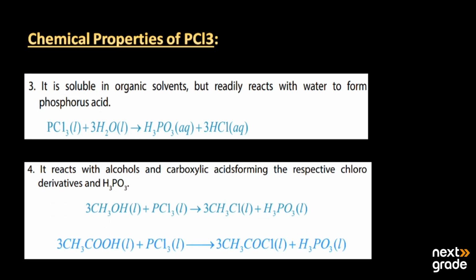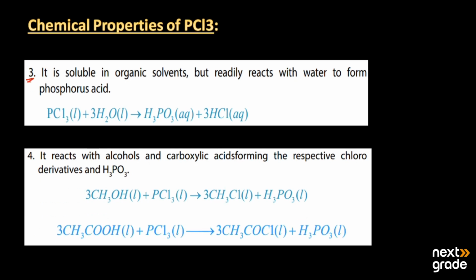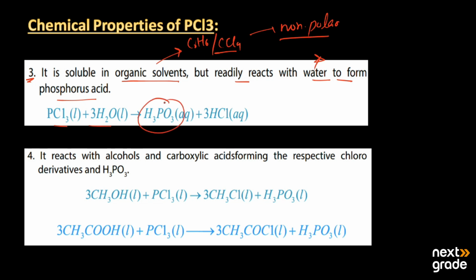After this we have the third and fourth chemical reactions. It is soluble in organic solvents, but readily reacts with water to form phosphorus acid. If a substance is soluble in organic solvents like benzene and CCl4, which is carbon tetrachloride, then the substance is non-polar, so it should not react with water, but in reality it reacts with it, and when it reacts with water it produces the acid H3PO3, which is phosphorus acid, along with the production of HCl.